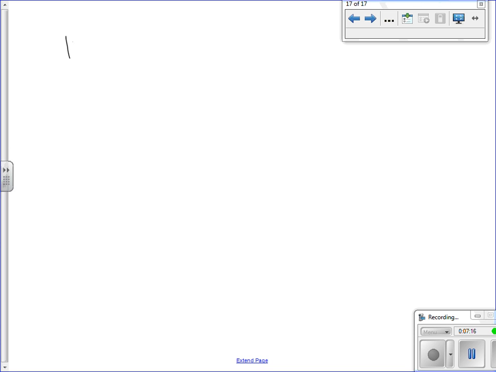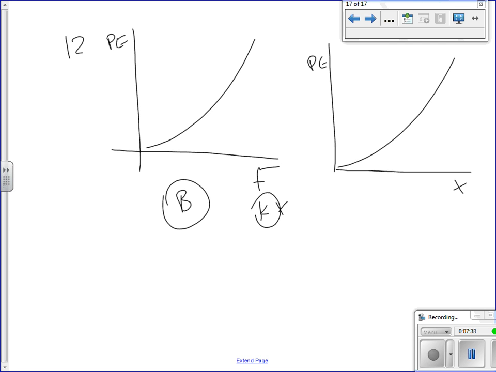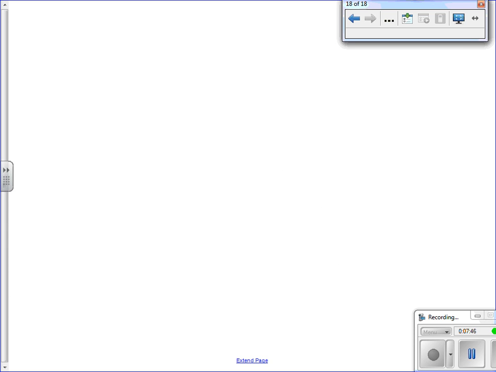12. Ooh, what's this? PE versus F. Well, we got to know the PE versus x one. You have to know that. It looks like this. Well, F is kx, so it's basically x, but multiplied by a constant. So it also looks like that. B. Remember, what's this one? Oh yeah, that's F here. Good.